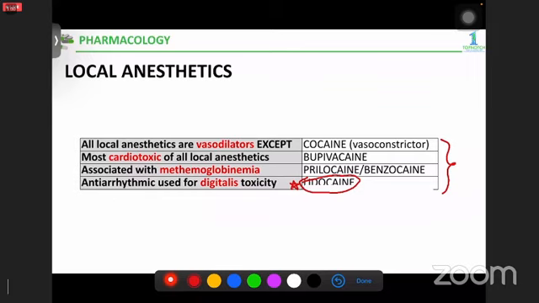Okay? So again, constrictor, cocaine. The rest, dilator. Most cardiotoxic, bupivacaine. Methemoglobinemia, benzocaine and prilocaine. And antiarrhythmic for digitalis toxicity is your lidocaine. Okay? Again, kung titignan nyo kanina, your lidocaine is what class of antiarrhythmic? Class 1. Ano kaya? Naaalala nyo ba? So, lidocaine is your lettuce. Class 1B. As a class 1, anong mechanism? Sodium.